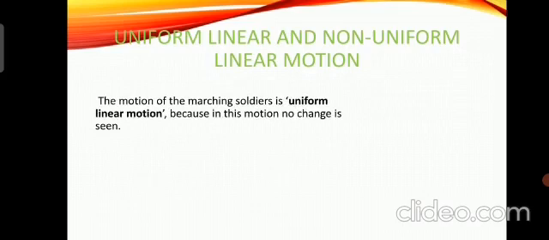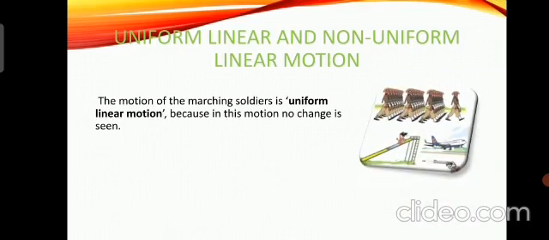What is uniform linear motion? For example, the motion of marching soldiers in a parade is the same. During that period, not even a slight difference is seen. The motion of the marching soldiers is uniform linear motion because the motion shows no change.